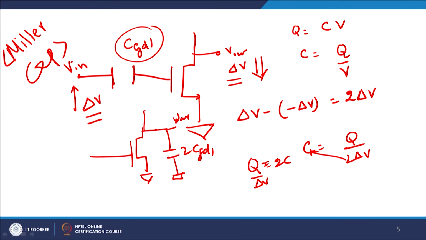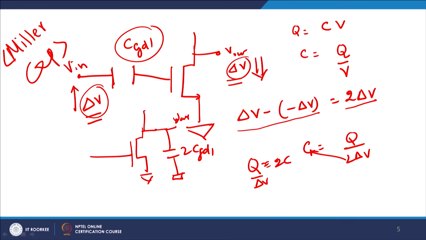So, how do you define a Miller capacitance? I will again explain this, because it is quite critical. As you increase the value of delta V here, the output side will decrease by delta V because of the phase change, which primarily means the change will be delta V minus minus delta V, which is plus 2 delta V. C is equal to Q by V.